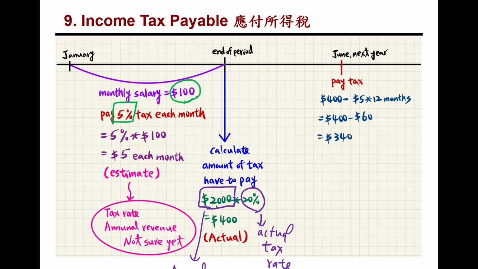So based on that $400, but I have paid some tax to the government already, right? Each month I paid $5 before. So $400 I should pay, but I paid $5 before already. So could you tell me what my income tax payable is right now?